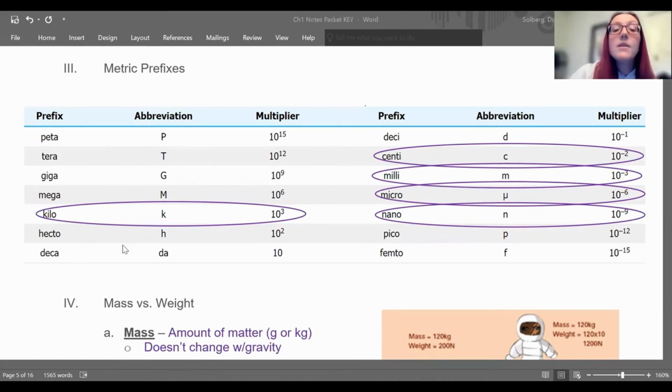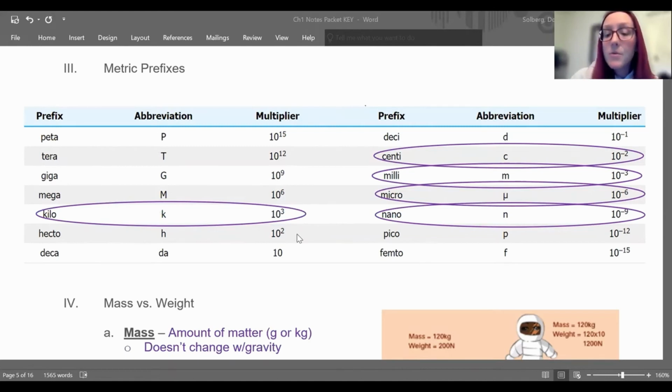Okay, so kilo is 10 to the 3rd of the base unit, which would be grams in our case. Centi is 10 to the -2nd grams, milli 10 to the -3rd, micro 10 to the -6th, and nano 10 to the -9th. Okay, so we use a lot of small scale things, so you will see these, and then kilo is our large scale that we usually use. Nothing bigger than kilo generally. You might see a mega every once in a while, but that's going to be it.